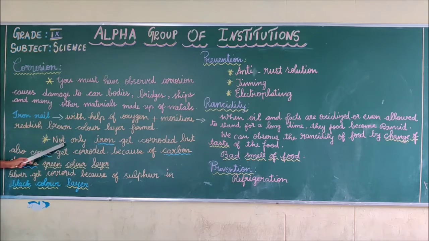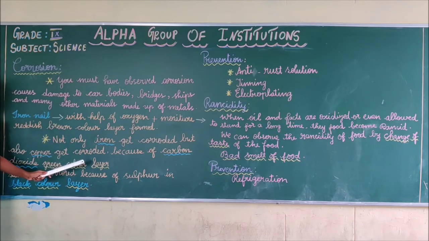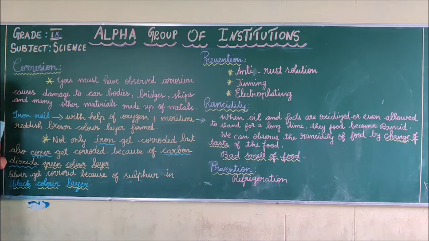Next, not only iron gets corroded, but copper also gets corroded and silver also gets corroded. Copper gets corroded because of carbon dioxide present in the air, and it gives a greenish color layer. If you see copper vessels, you can observe after a longer time there will be a green color layer. Why does the green layer occur? Due to carbon dioxide. Do you understand?